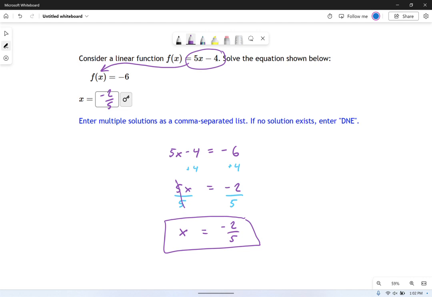Sometimes you'll get integers, like whole numbers, and that's fine too. Sometimes you'll get something that doesn't exist, usually in more complicated equations. If you are sure that there is no solution, you can try entering DNE. There will be equations like that where there's just no answer. But for the most part, you should get integers or fractions.